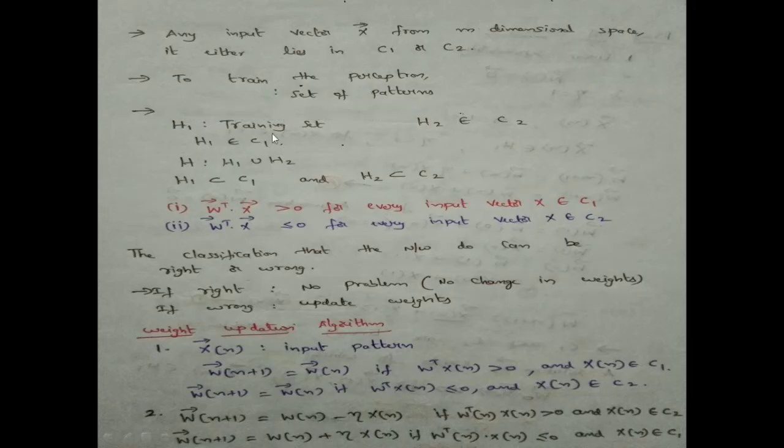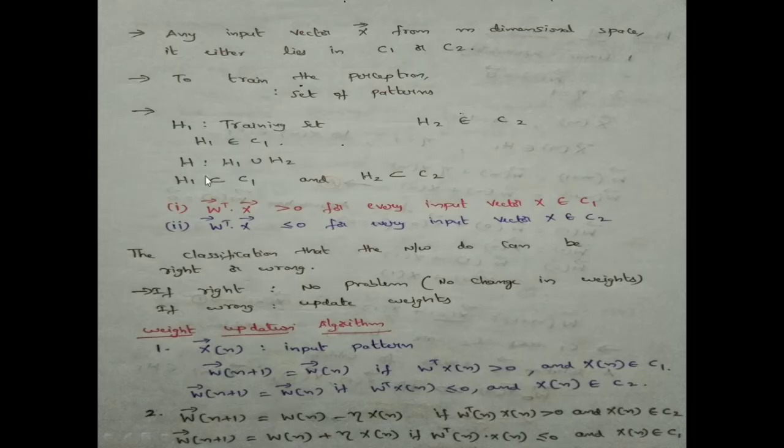So for the training purpose, we take H1 as a training set, where this H1 belongs to class C1, and H2 as the training set, which belongs to class C2. So our total training patterns are class H, where the union of these H1 and H2 patterns will give us H.